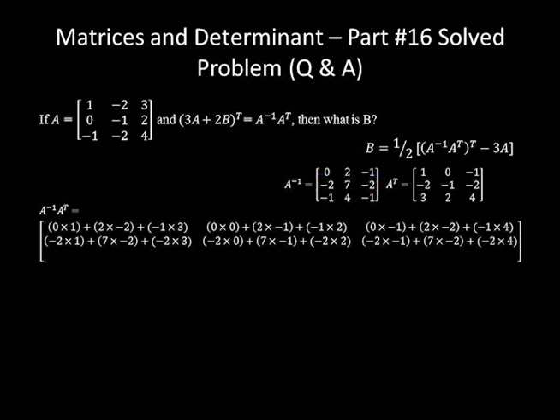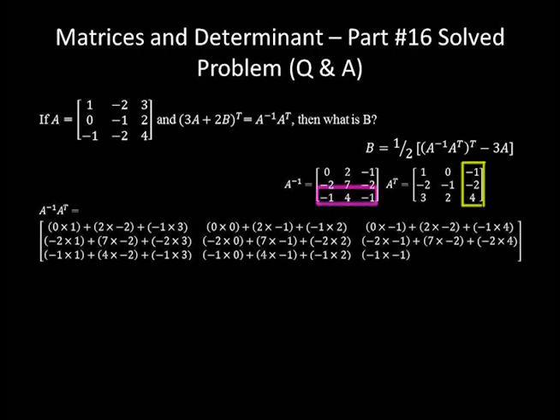To find the row 3 column 1 entry, multiply row 3 of A inverse with the corresponding column 1 elements of A transpose. Negative 1 times 1 plus 4 times negative 2 plus negative 1 times 3. By the same analogy, the remaining two elements are negative 1 times 0 plus 4 times negative 1 plus negative 1 times 2, and negative 1 times negative 1 plus 4 times negative 2 plus negative 1 times 4.